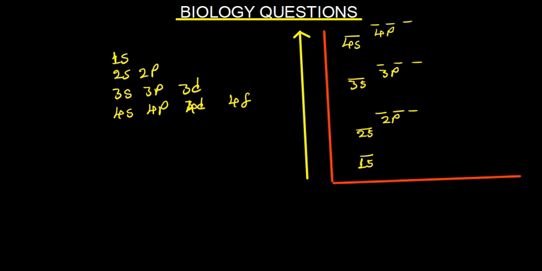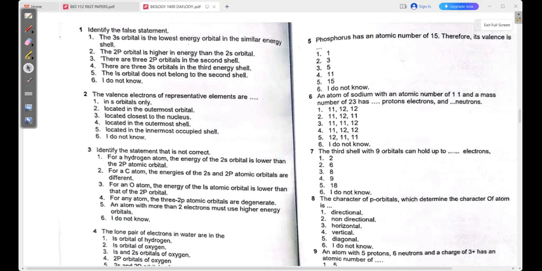So 4 is the fourth statement there. There are three 3s orbitals in the third energy level. There's only one 3s orbital in the third energy level. In each energy level, there's just a single s orbital. You should know that. Then 5 is saying the 1s orbital does not belong to the second shell.